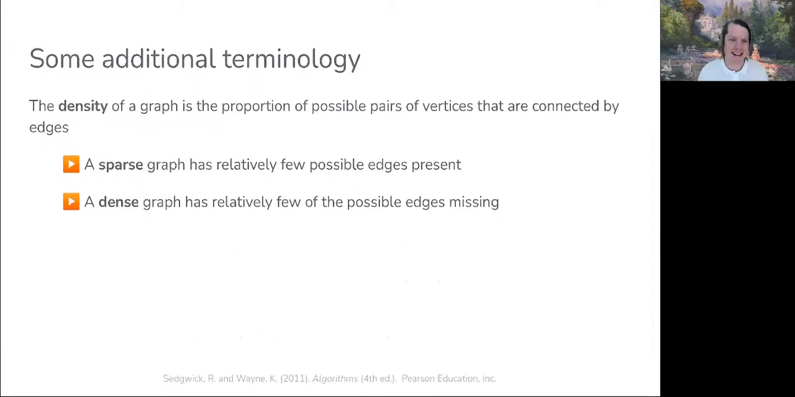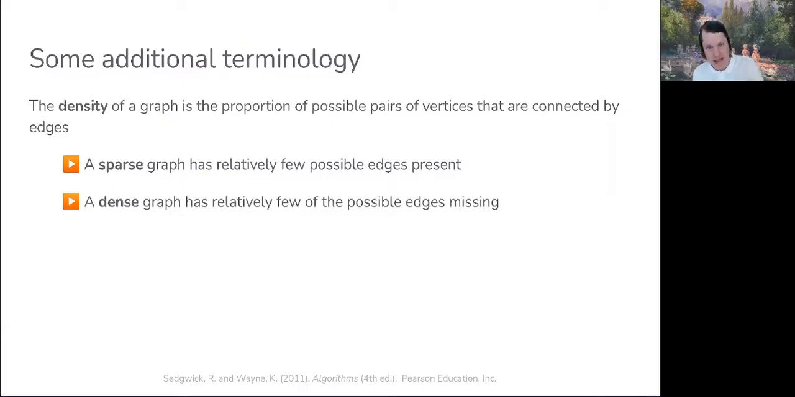Almost finally, one of the additional terms that I would like to introduce is this idea of the density of a graph, which is going to be defined as the proportion of possible pairs of vertices that are connected through edges. We're going to say that a sparse graph has relatively few of the possible edges present out of the total number of edges that would otherwise be possible, contrasted against a dense graph, which has relatively few of the possible edges missing.